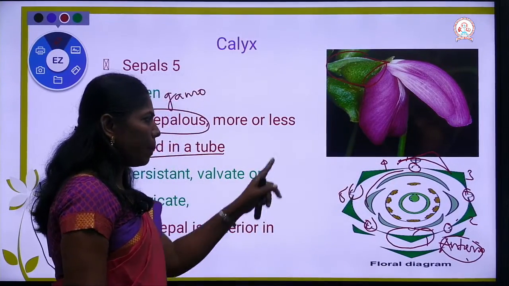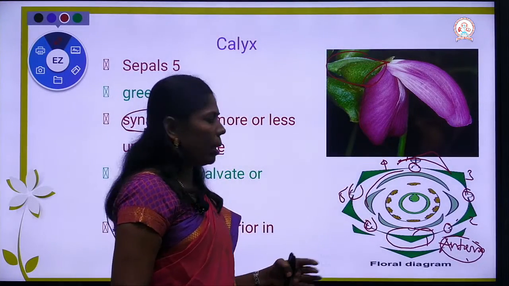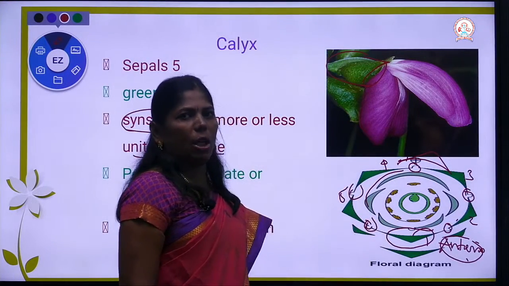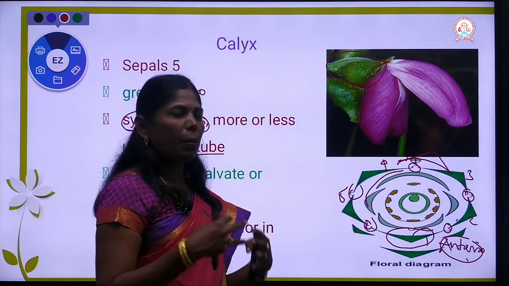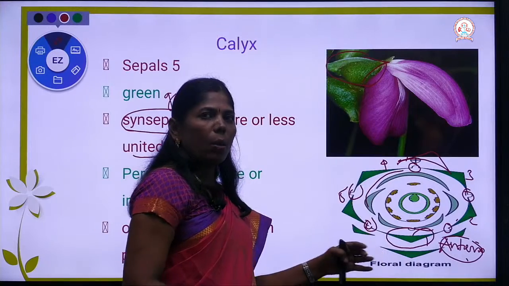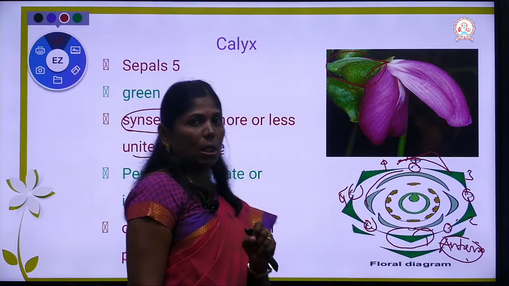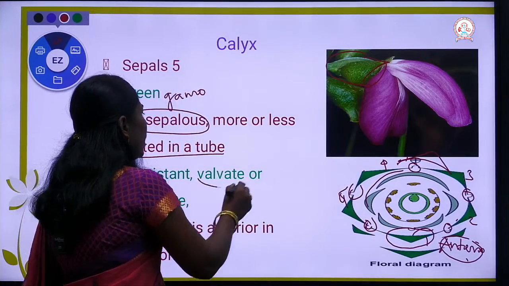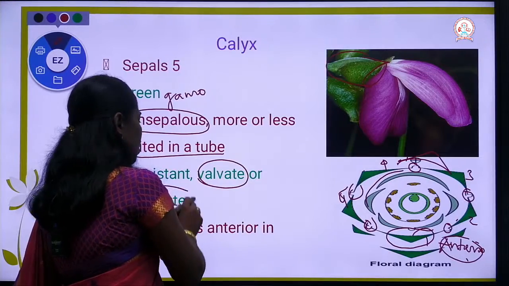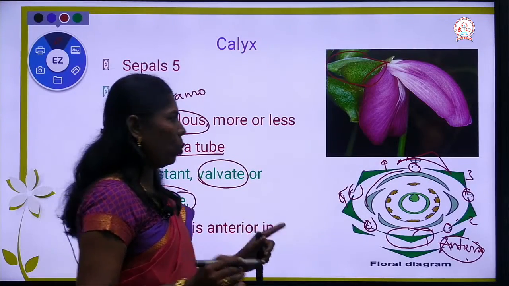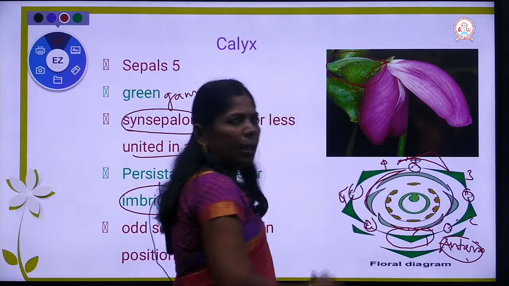Okay, how are the sepals arranged? All the sepals are united, so that is synsepalous condition, otherwise called gamosepalous condition. So what type of estivation in the sepals? That is valvate estivation. Okay, in some flowers there is imbricate estivation, where the sepals and petals are arranged overlapping each other, that is imbricate estivation.